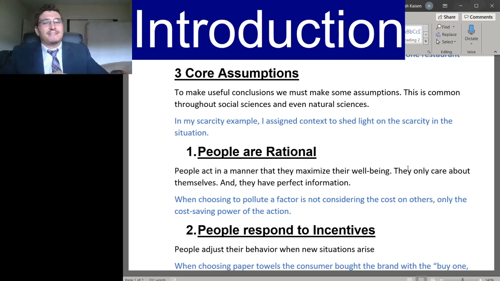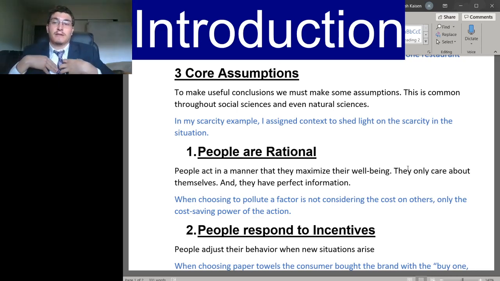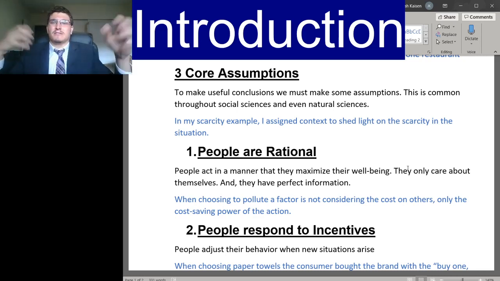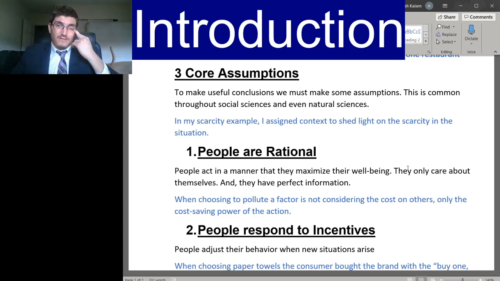The rationality assumption isn't what you typically hear. It encompasses a lot. Particularly, that people are acting in a manner that maximizes their own personal well-being. That means they only care about themselves. They don't consider other people. You can extend this to family units and still be fulfilling this assumption that people are rational.